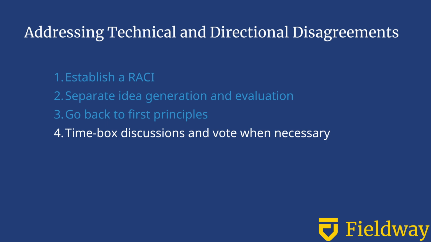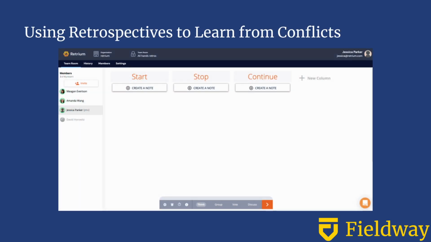For technical conflicts specifically, remember that perfect solutions rarely exist. Every approach involves trade-offs, and acknowledging these explicitly can help teams move forward. Rather than positioning options as right versus wrong, frame them in terms of their different strengths and weaknesses for the specific context. Retrospectives provide a robust framework for addressing team tensions and learning from conflicts.